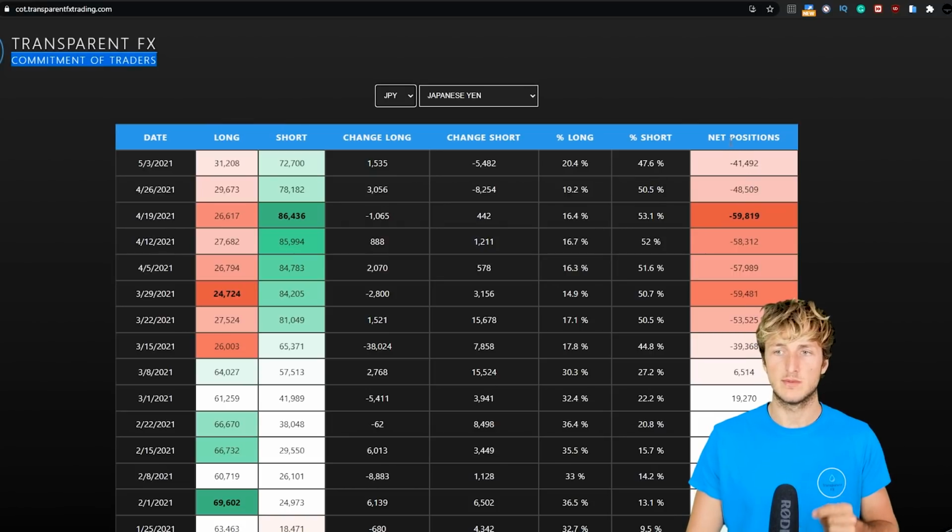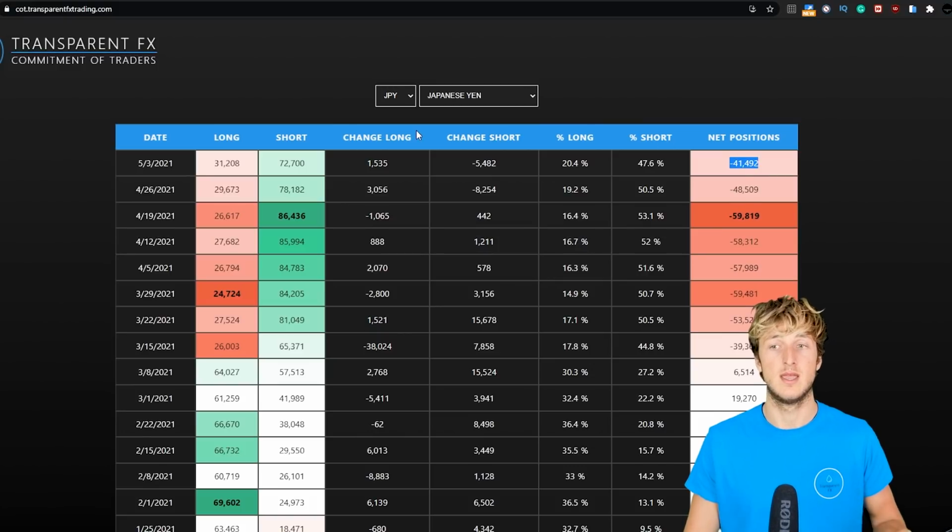And as we can see, net positions lately have been dropping. In fact, we went from having minus 59k net positions to having minus 41k net positions. So obviously we have an increase in the net positioning since we're speaking about negative numbers, meaning that the JPY in the very short term is actually getting a little bit stronger.